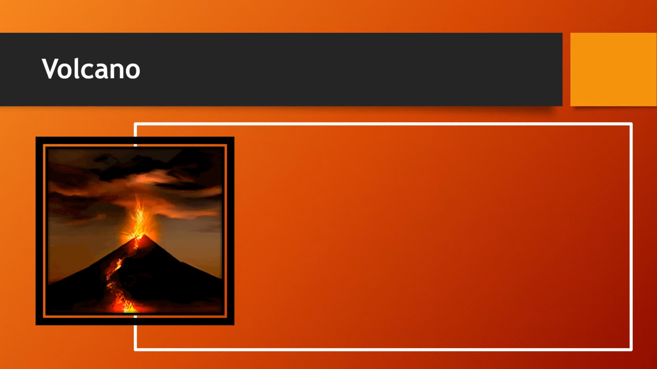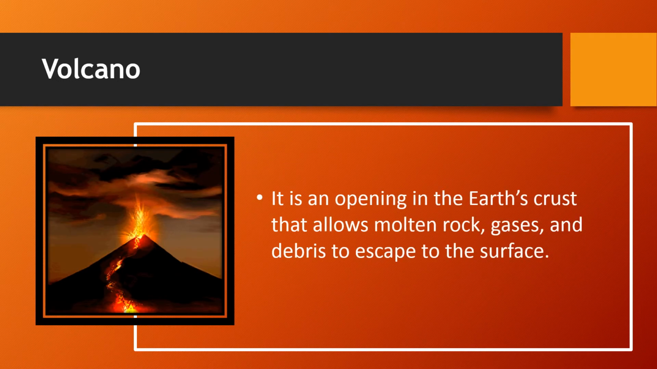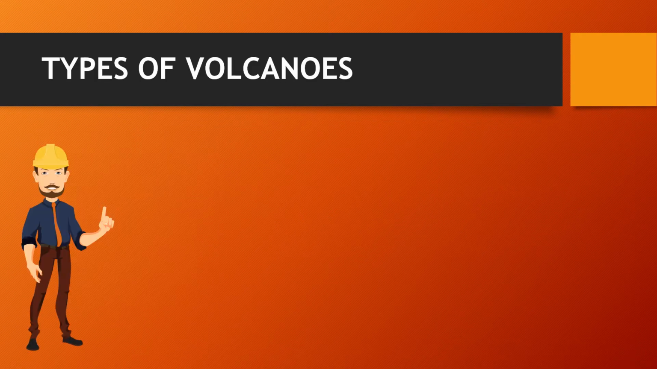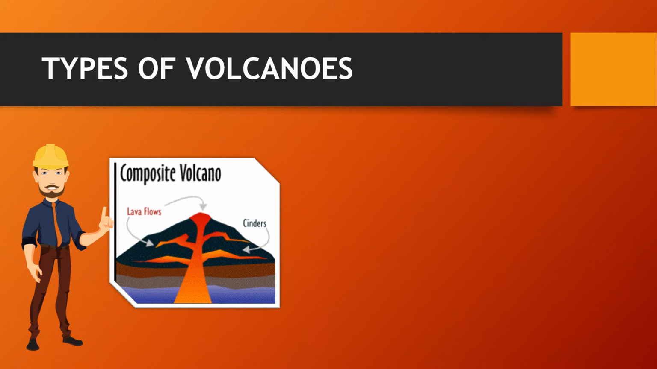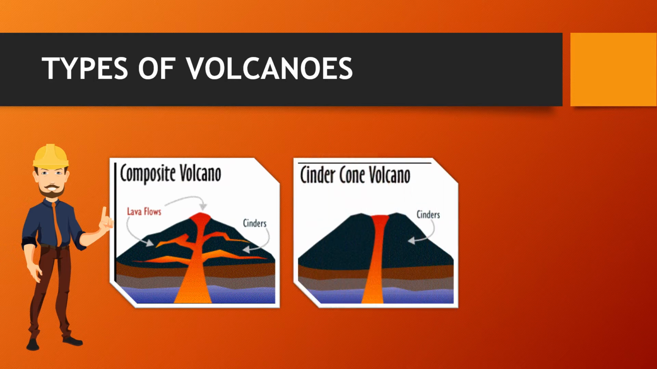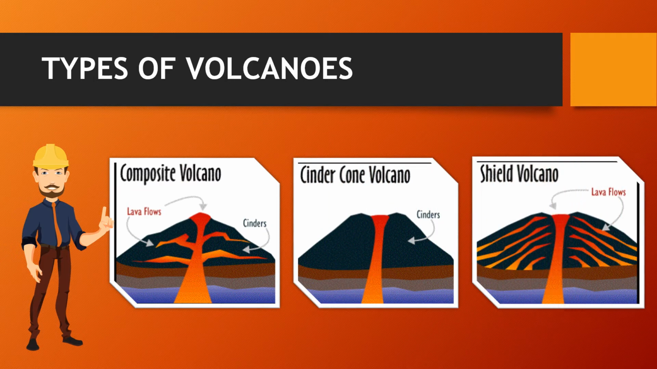Now, let us define the word volcano. A volcano is an opening in the Earth's crust that allows molten rock, gases, and debris to escape to the surface. And then, we have three types of volcanoes according to shape. These are the composite volcano, the cinder cone volcano, and what we call the shield volcano. Let us discuss them one by one.